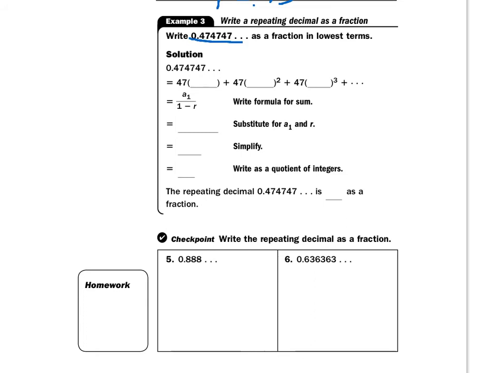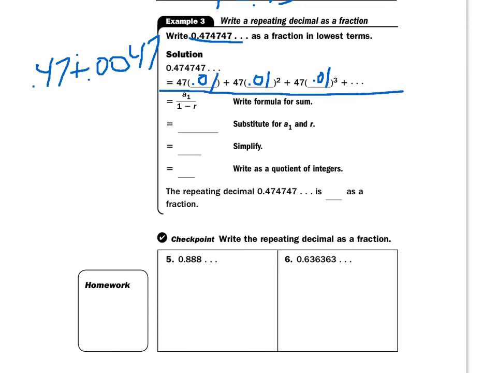If I take 47 and I multiply it by 0.01, that's 0.47. And I add it to 47 times 0.01 squared, which is 0.0047, and then 0.01 again, 0.000047, and you've got it. This is how it's a sequence. It's a series. That's how we add it all up.